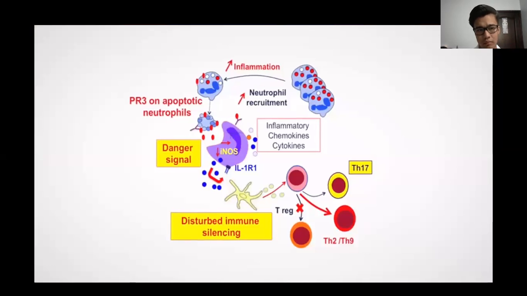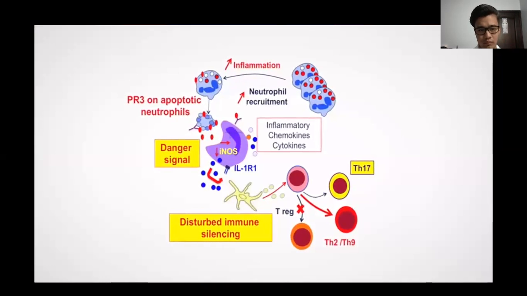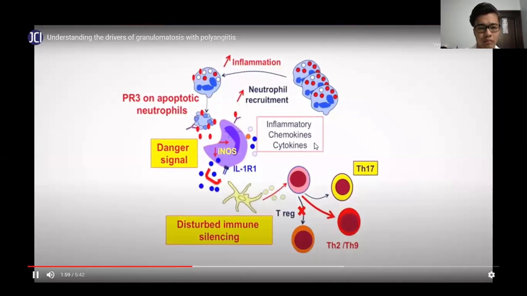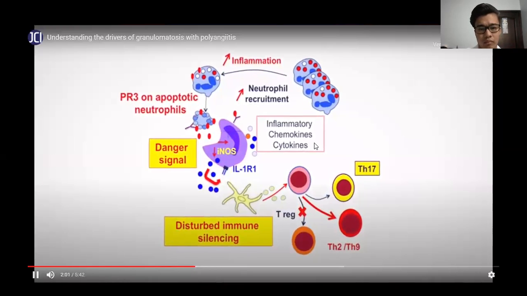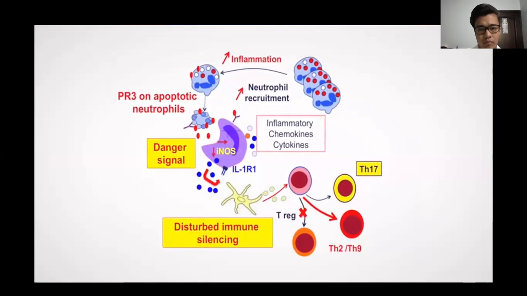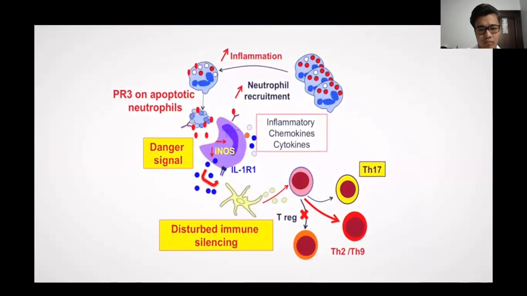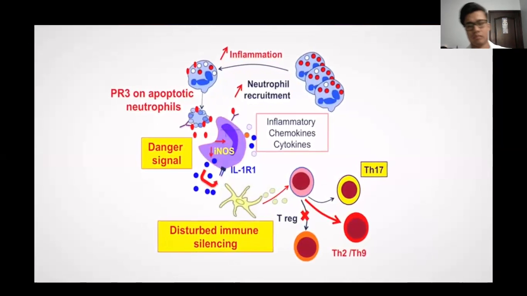We discovered that PR3 was expressed at the membrane of apoptotic neutrophils, and this expression was increased in the neutrophils from GPA patients. In the current study, we show, using in vitro and in vivo animal models, as well as human samples, that PR3 acts as a danger signal for macrophages, thus completely disrupting the immune silencing, favoring autoimmunity.